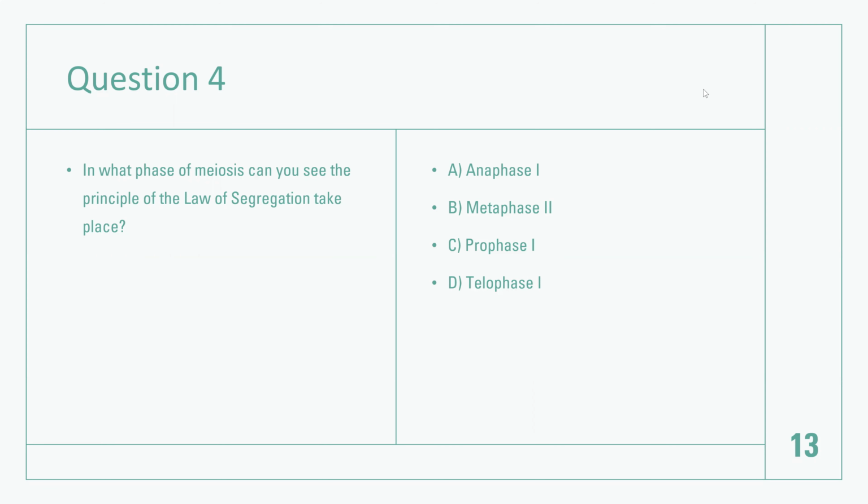Perfect. So I am seeing a lot of A's in the chat, and anaphase 1 is the right phase of meiosis where you can see the law of segregation take place. And that's because in this phase, homologous chromosomes are separated, and you will literally understand or see how the alleles for the same gene are now being segregated and can be inherited separately. All right, the next question.